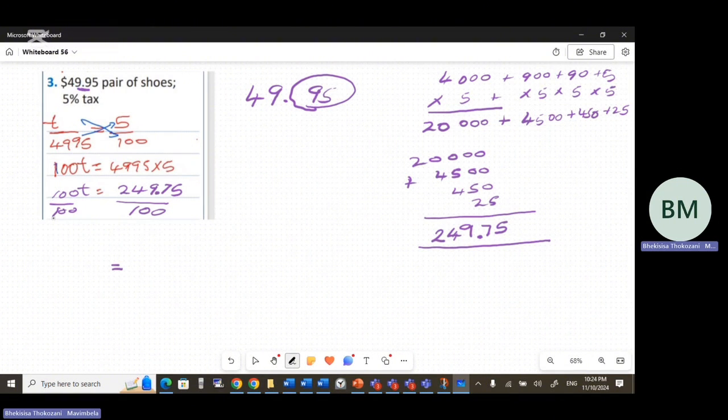And we know the rules of math. So you cancel this, I'm left with T here. And because I have 2 zeros here, I'm dividing by 100. So it means I'm going to move my decimal point to the left. If I have 249.75 and I'm moving to the left 2 times, it will be 1, 2, meaning that I'm left with 2.975.